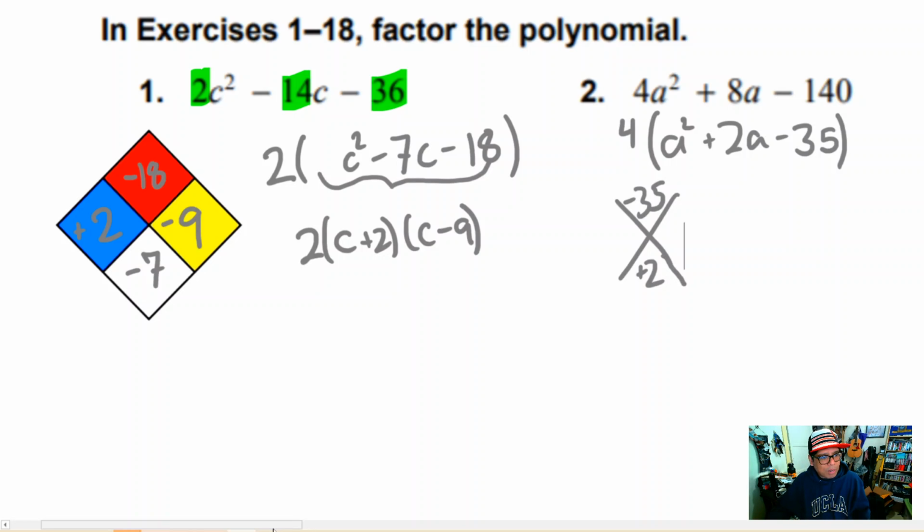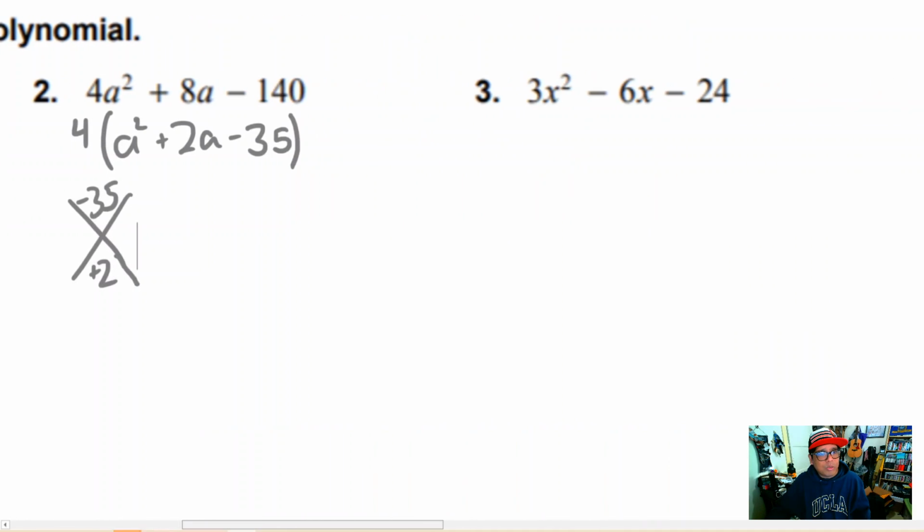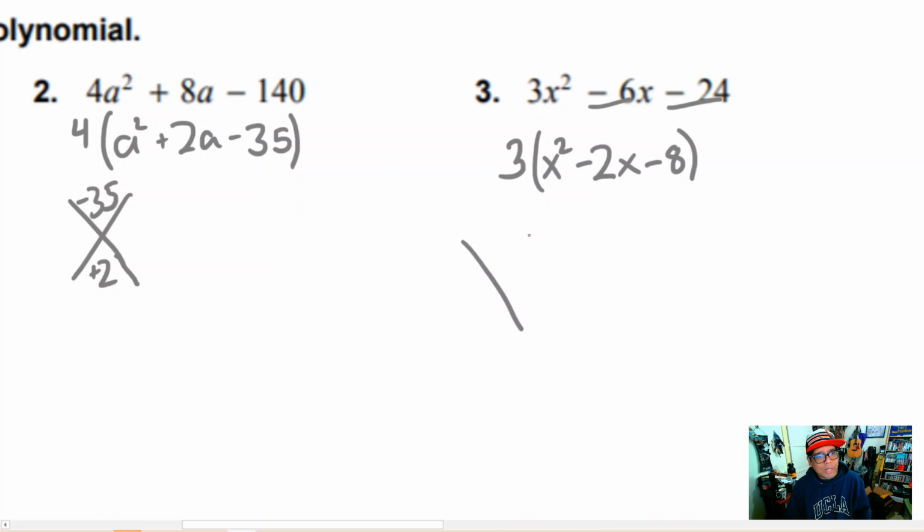So that's not a problem. Let's see this one. Oh, this one I can factor out a 3 from everything. So let's do that slowly. 3 divided by 3 is 1. Negative 6 divided by 3 is negative 2. Negative 24 divided by 3 is negative 8. So then you can do a diamond problem on this one with a negative 8 on top and a negative 2 on bottom.